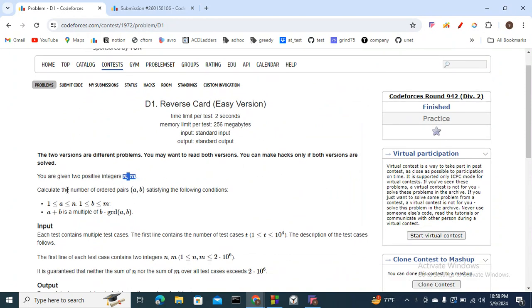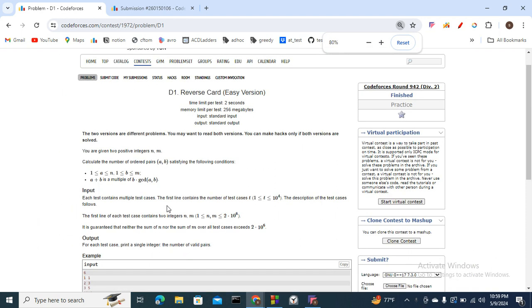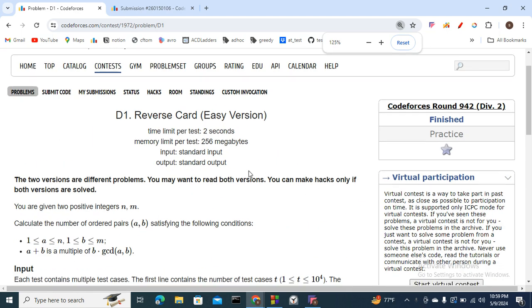In this problem, we are given two integers m and n. We have to calculate the number of ordered pairs (a, b) that satisfy two conditions. First, a must be in the range 1 to n and b must be from 1 to m. And a plus b is a multiple of b times GCD of a and b. So what does it mean?